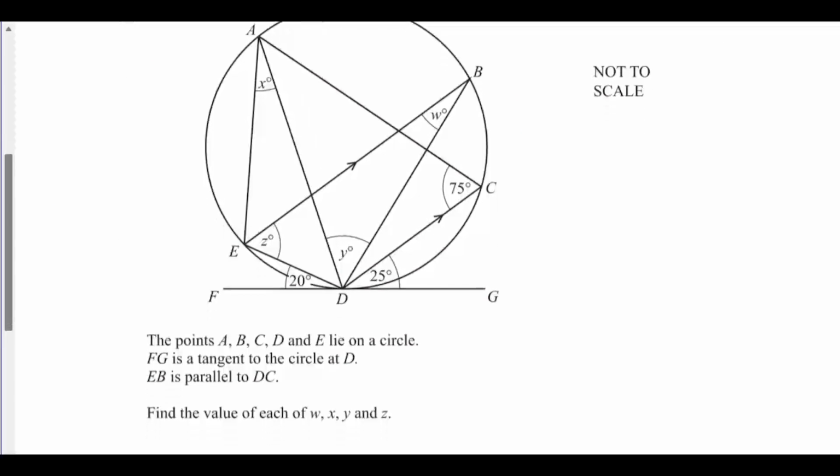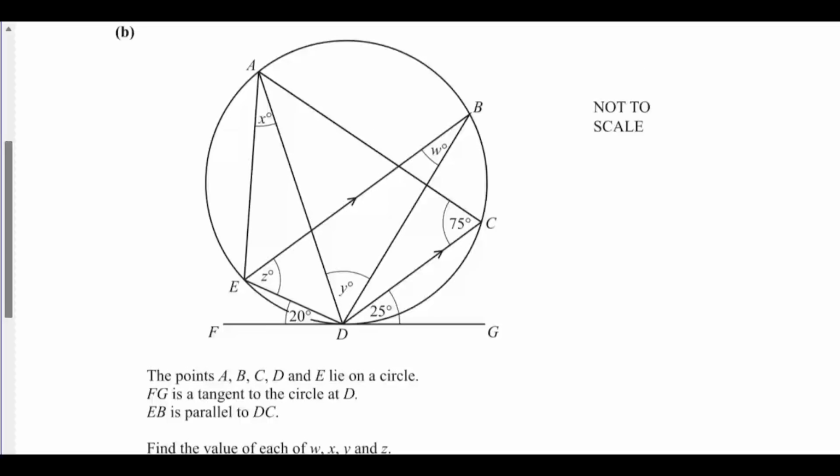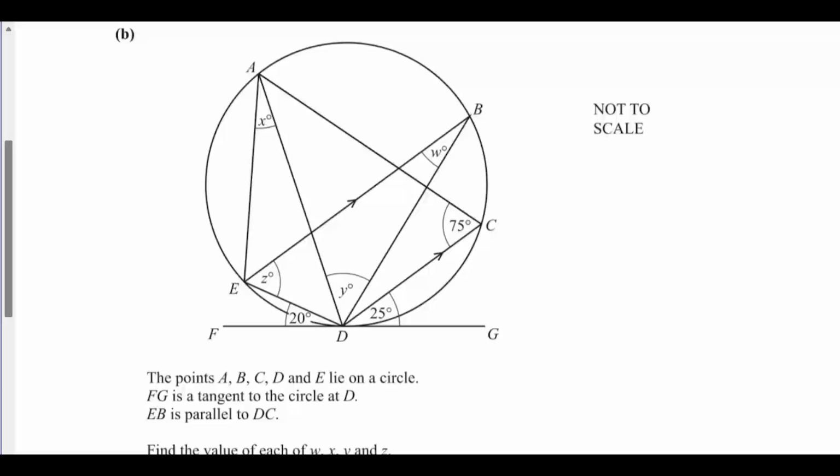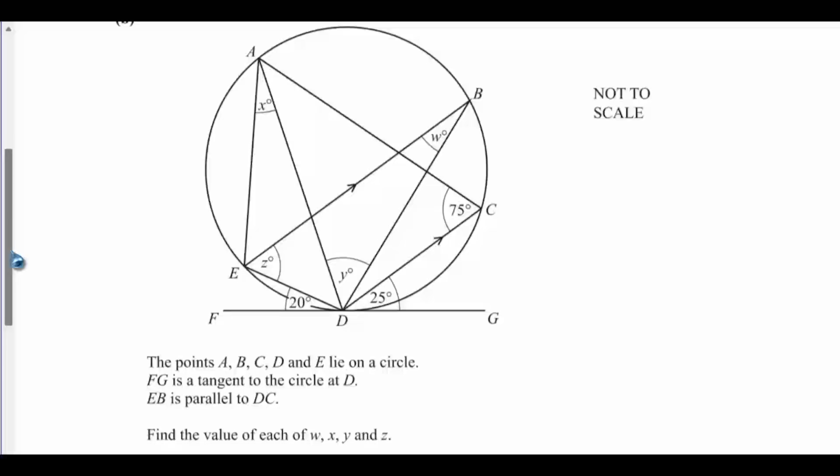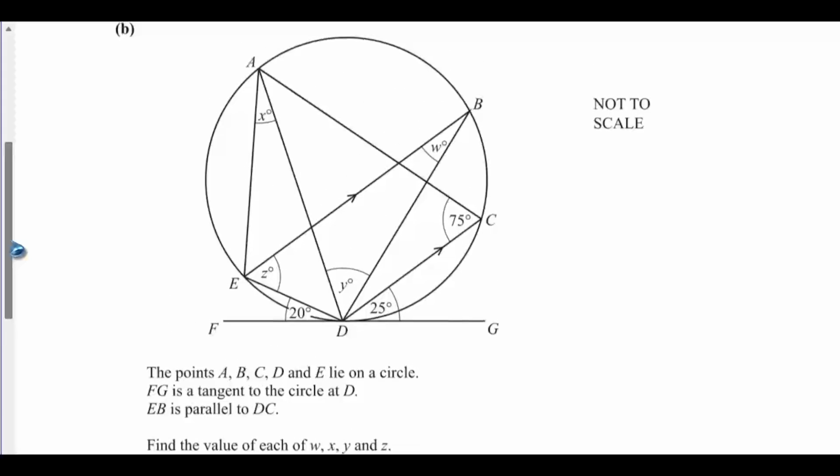The points A, B, C, D, and E lie on a circle. FG is a tangent to the circle at point D. EB is parallel to DC. Find the value of each of W, X, Y, and Z respectively. Okay, so we can start from somewhere. Look at W. Let's start with W.